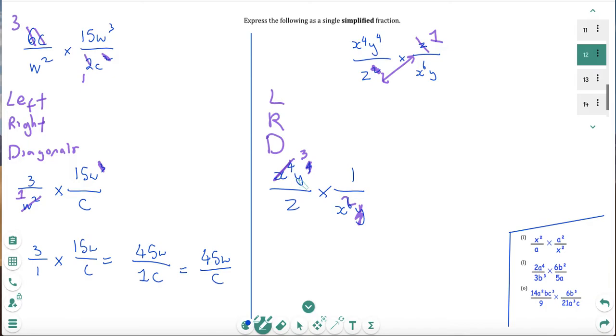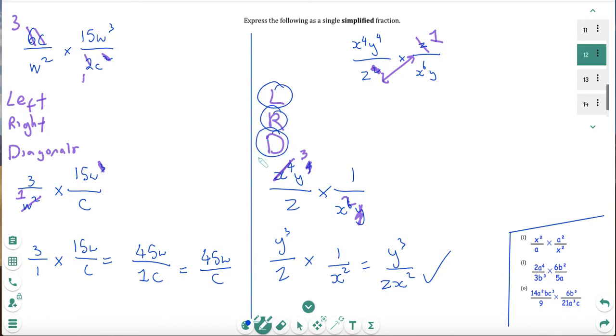So let's see what we have now. On this, we have y cubed over z times 1 over x squared. Sorry, I was not super neat there. Now we can multiply. So y squared times 1 is just y squared. z times x squared is z x squared. And that's our answer. So simplify the left, simplify the right, simplify the diagonals, and then multiply. You can do these questions here.